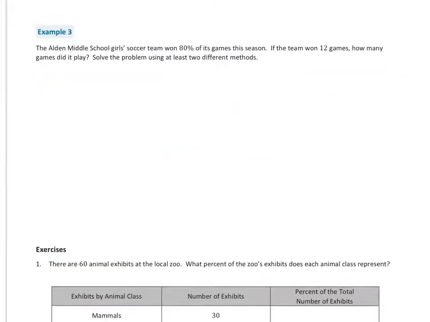All right, last one before you're on your own. The Alden Middle School girls soccer team won 80% of its games this season. If the team won 12 games, how many games did it play? Solve the problem using at least 2 different methods. Well, let's see. We know they won 80%, which is really 80 out of 100.